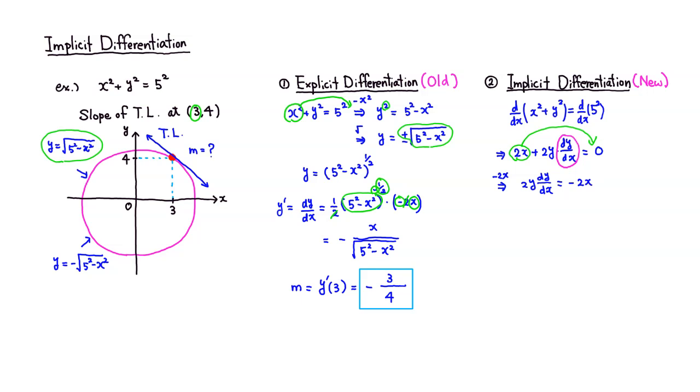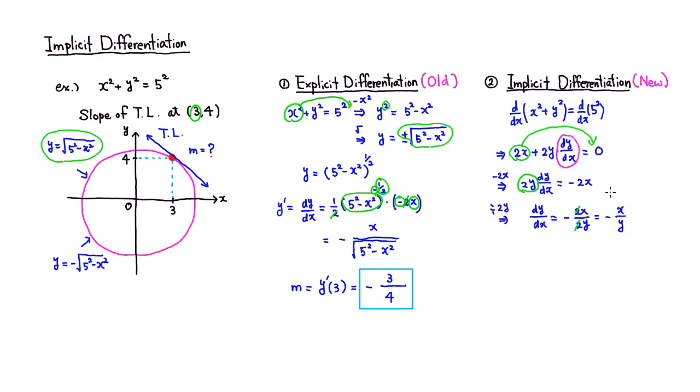Now we're trying to get rid of 2y, so an easy way to do that is to divide through by 2y. So we have dy over dx all by itself, which is what we wanted, and you have negative 2x divided by 2y. We can cancel out the 2 on top and the 2 on the bottom. So it came out to be negative x over y.